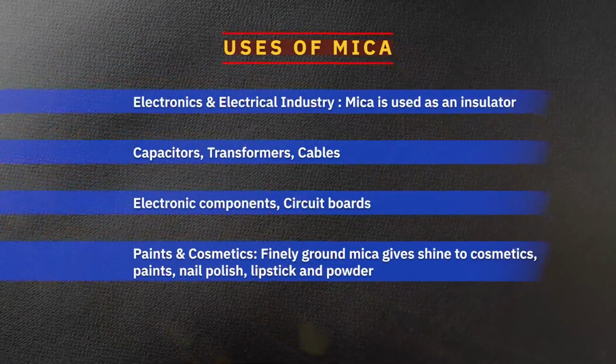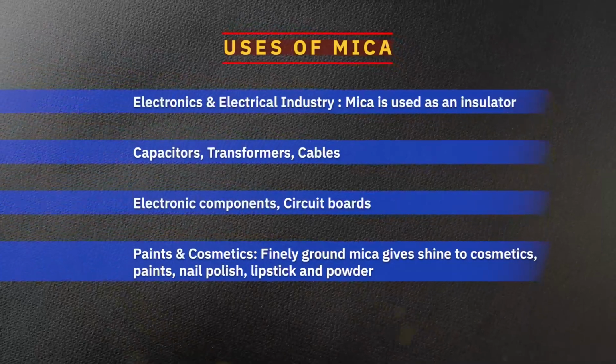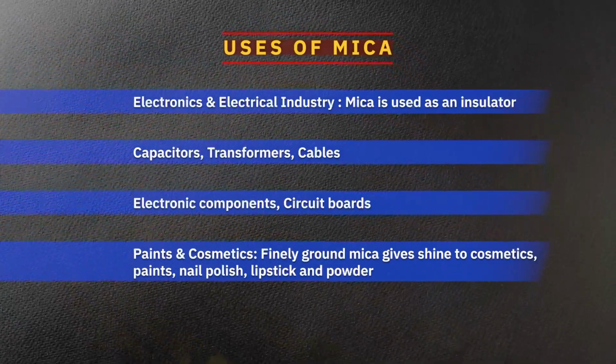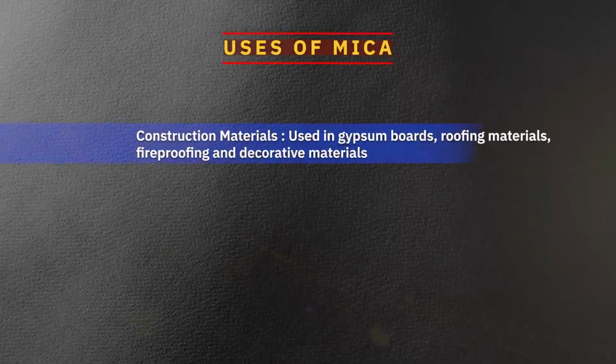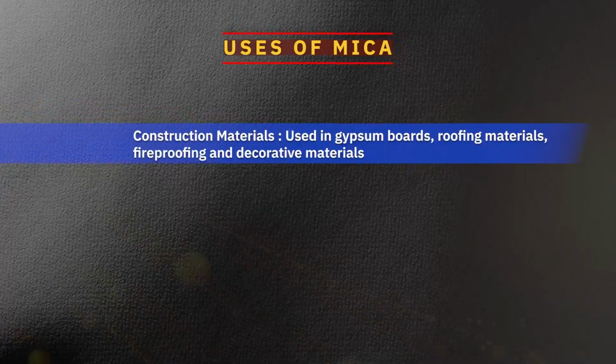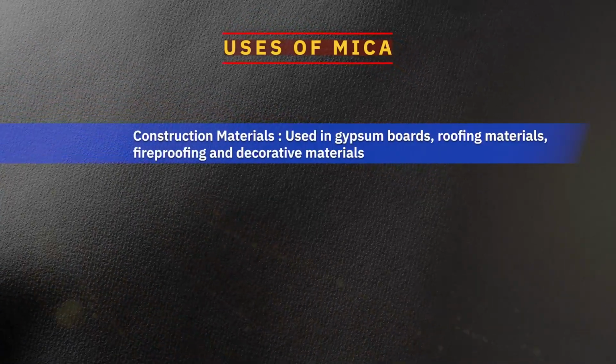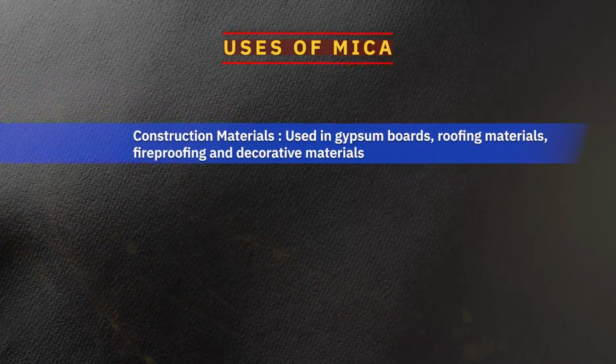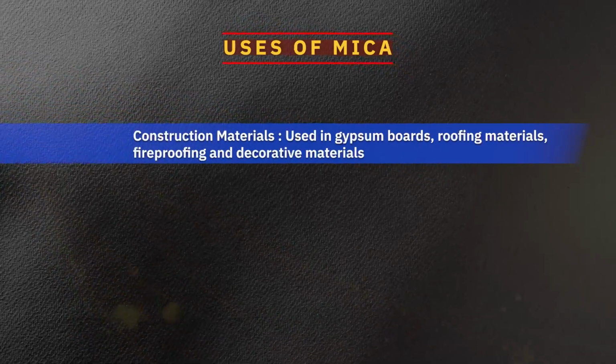How? Finely ground mica is used in the painting industry where it provides some shine, and a smooth texture which is used in the cosmetics industry. It is also used to make nail polish, lipsticks and some other powder materials. The uses of mica also include construction materials. It is used in gypsum boards, roofing materials, fireproofing and decorative materials as well.